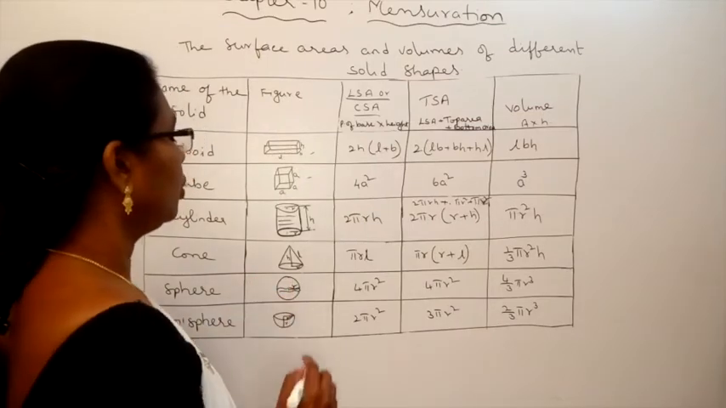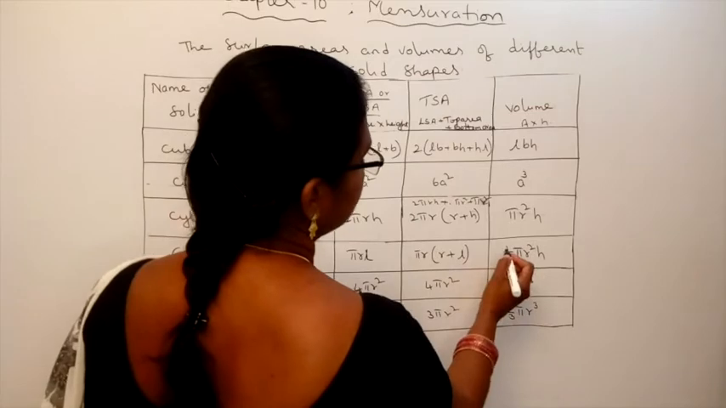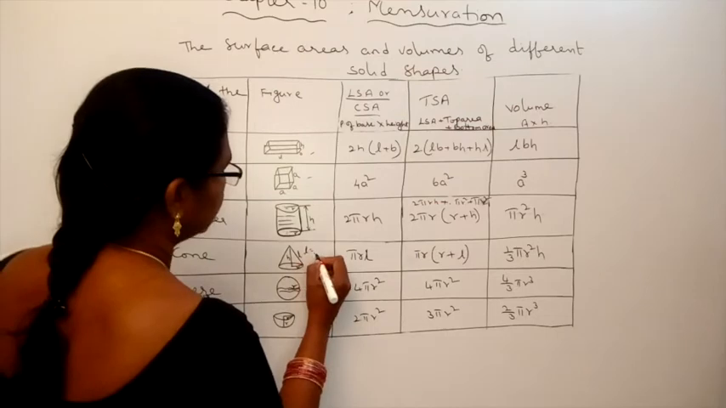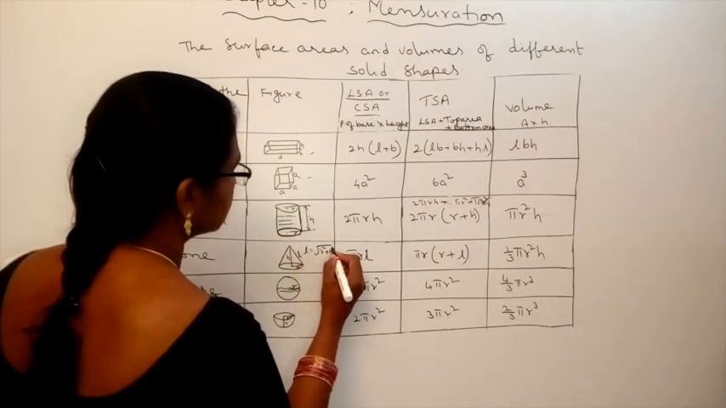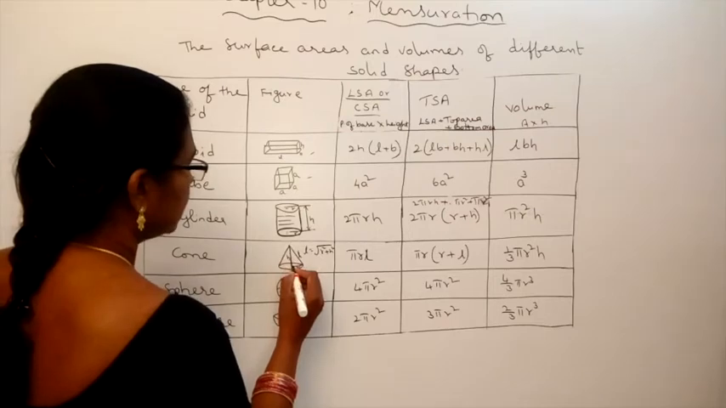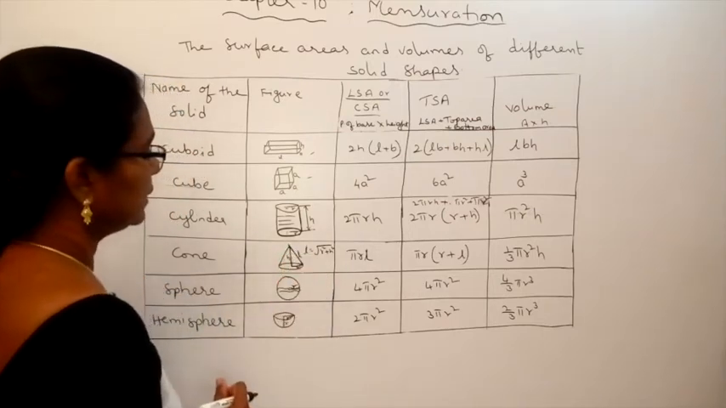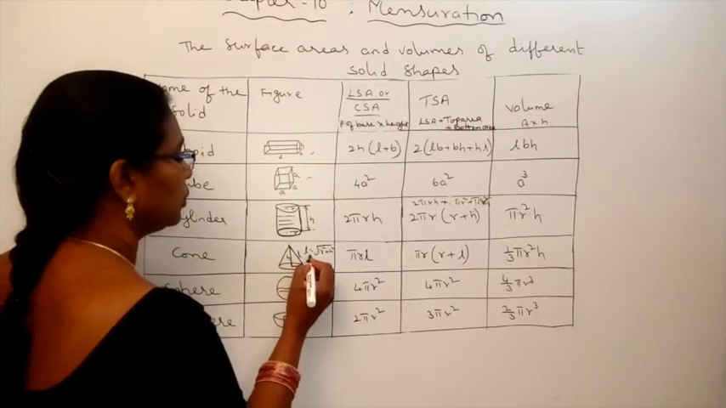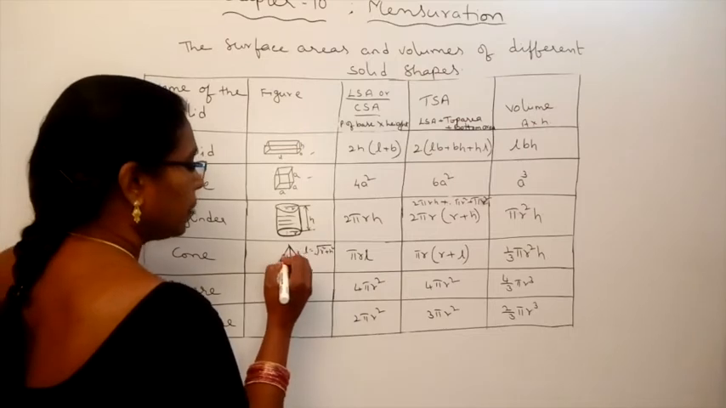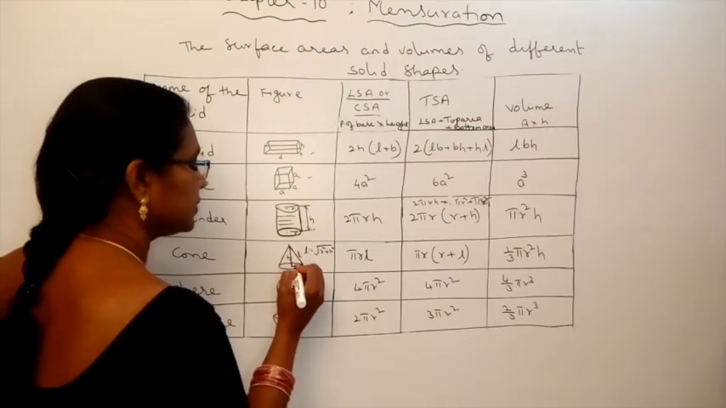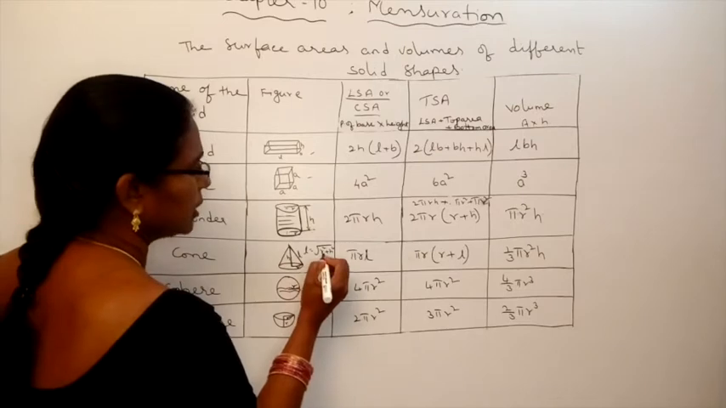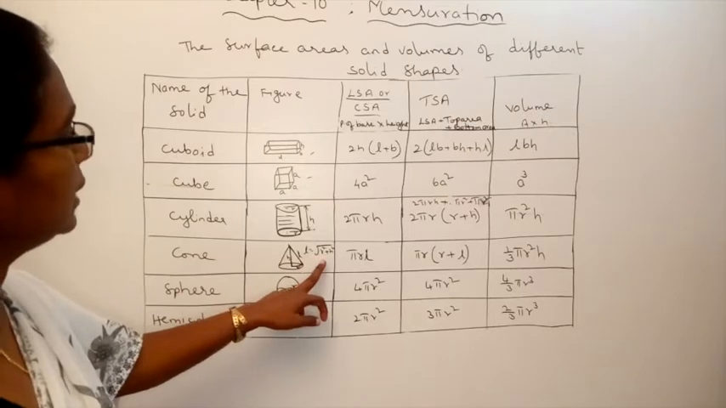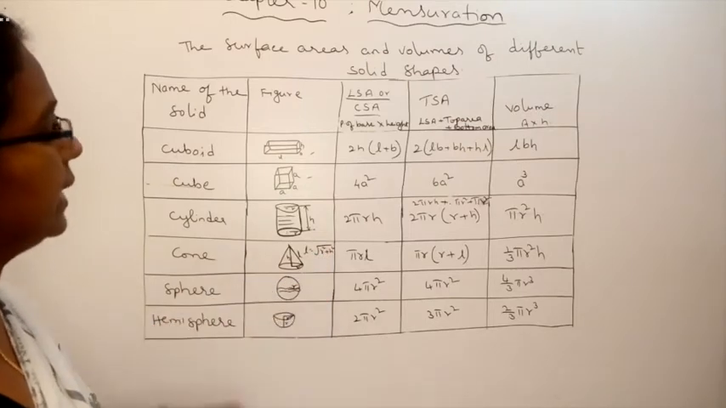Like that, cone: pi r l, pi r into r plus l, and 1 by 3 pi r square h. How to find out L? L is equal to under root r square plus h square, because r, h, l will form one right angle triangle. Now L will be the hypotenuse. Then what is the hypotenuse formula? Under root of the sum of the squares of the other two sides. Now L is equal to under root r square plus h square.